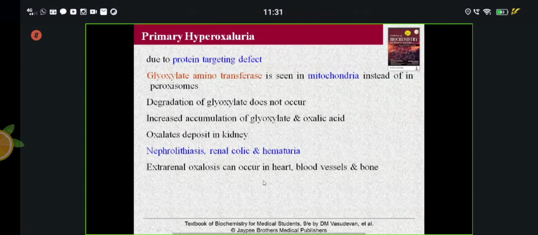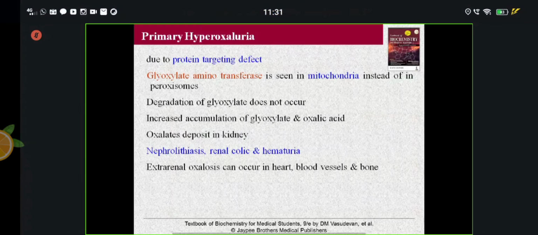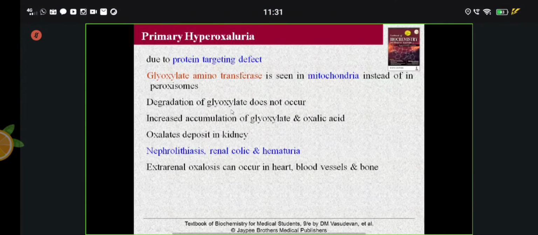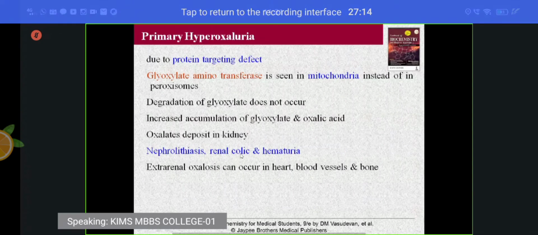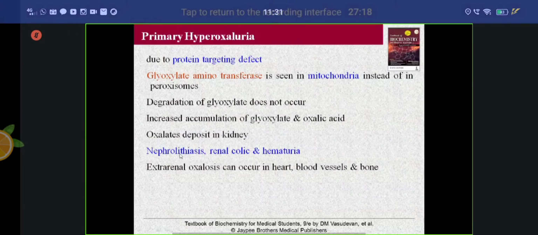So in glycine metabolism, when glycine gets broken down, we get oxalic acid. Usually it is supposed to be excreted, but in primary oxaluria, the enzyme which was supposed to be present in the peroxisome is found in the mitochondria. It's not able to break down the glyoxylate. Oxalic acid accumulates, stones form, and there is renal pain. This person presents with renal pain, stones and bleeding in the urine.